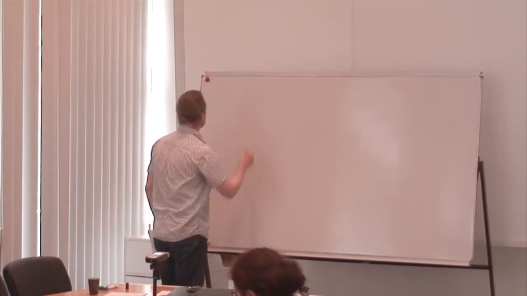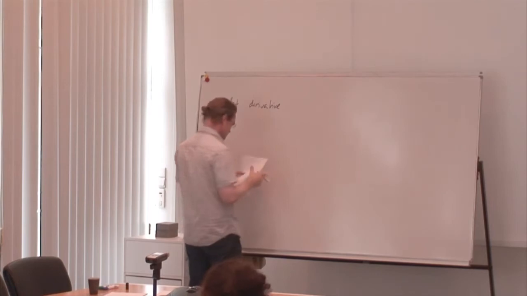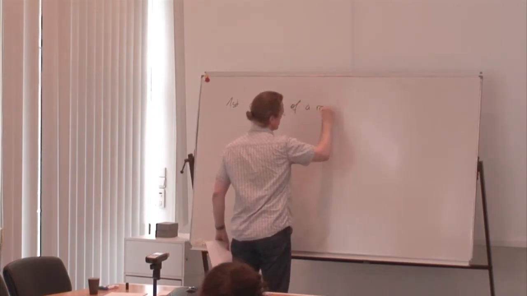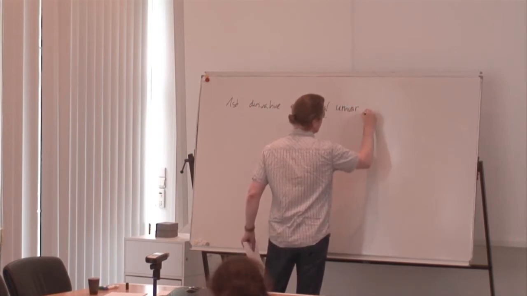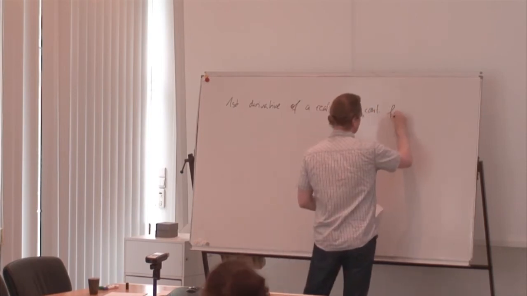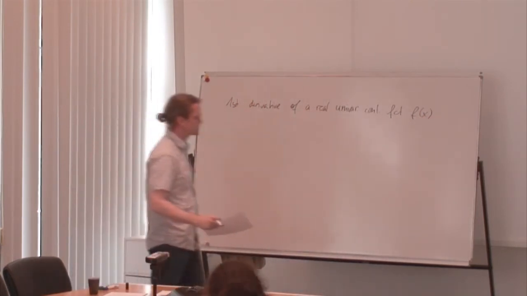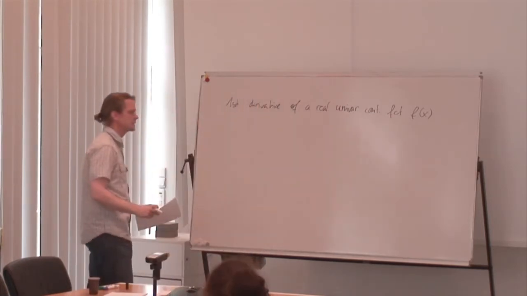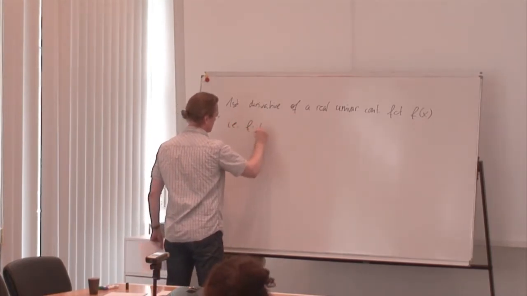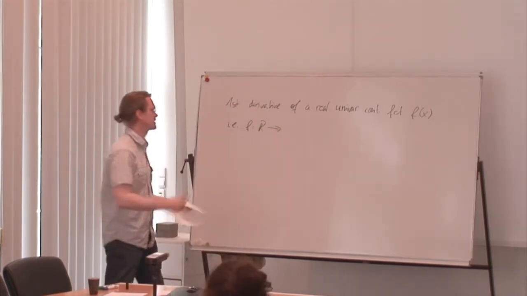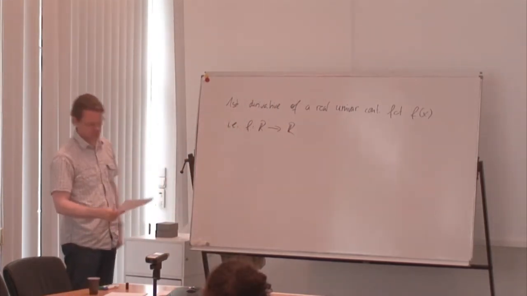So, let us remember what it means to consider the first derivative of a, say, real-valued univariate continuous function f of x. This is a function that has just a single argument called x, therefore it is univariate. We assume that f takes an argument in the reals and maps it to the reals. In that sense, it is a real function and it is continuous.